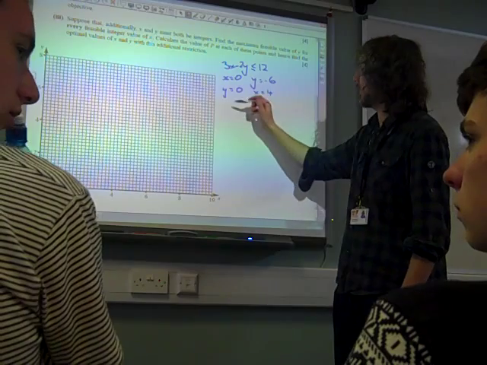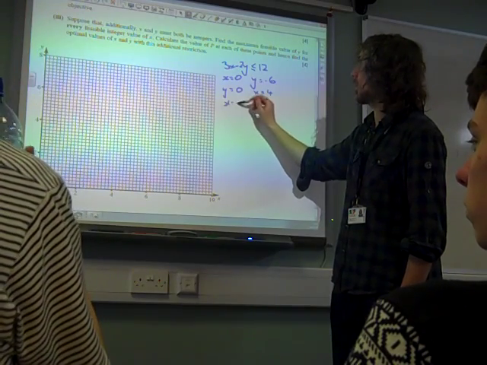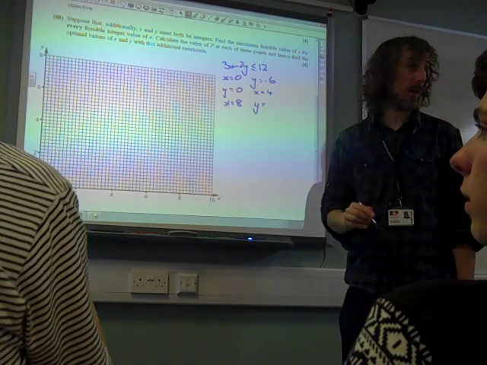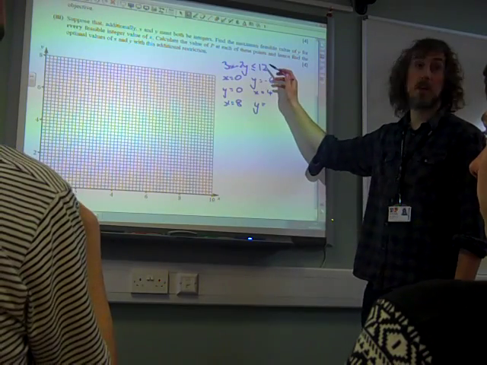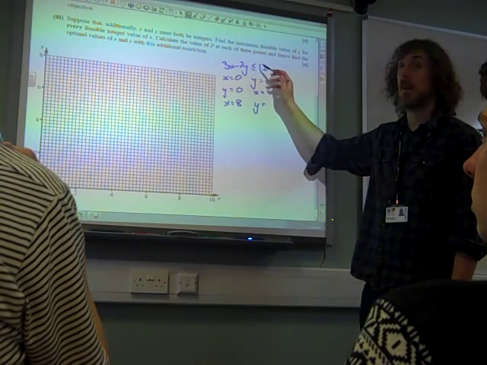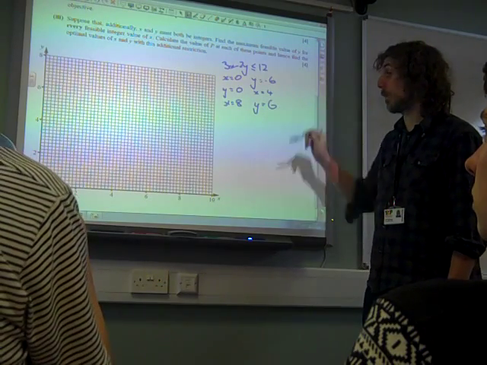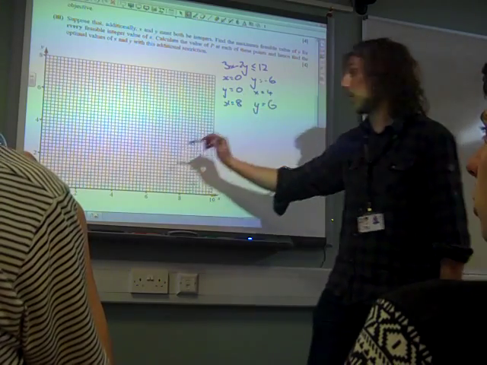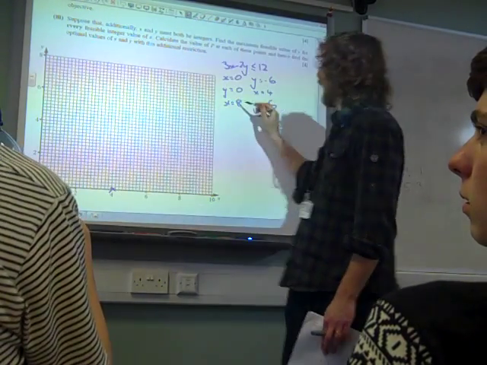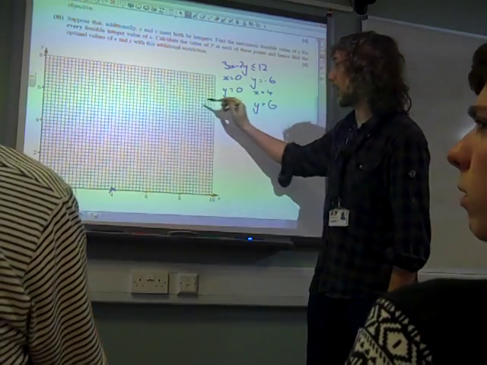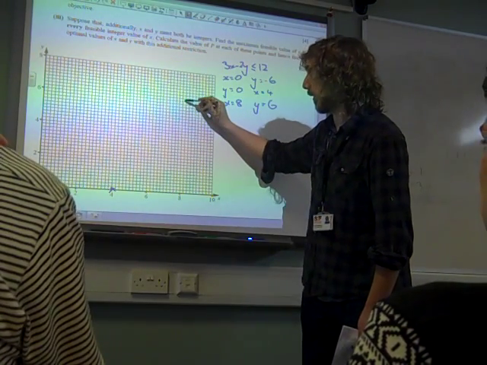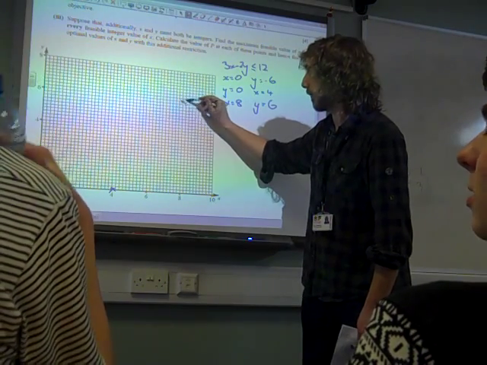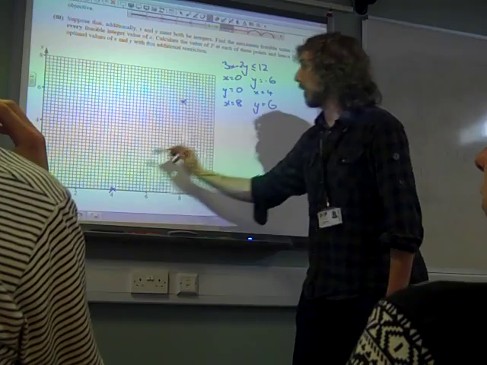If x is 8, then we would get y. This would work this time, wouldn't it? We'd get 12 minus 24 is minus 12, divided by minus 2, so y will be 6. So we've got a line that goes through the point 4, 0 and 8, 6. Okay, so there's our line.